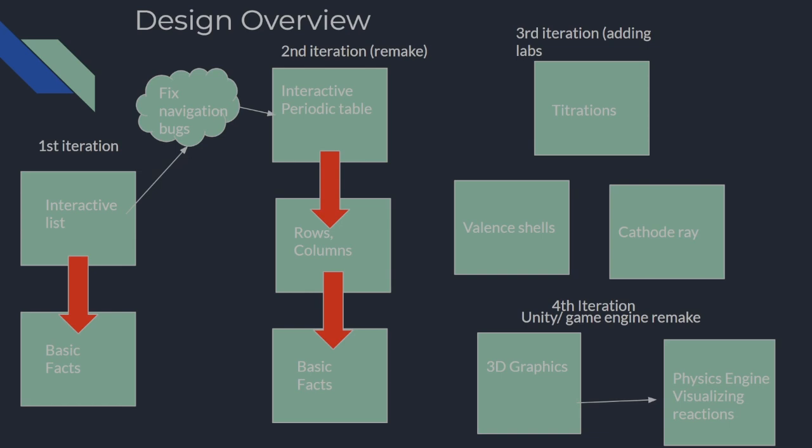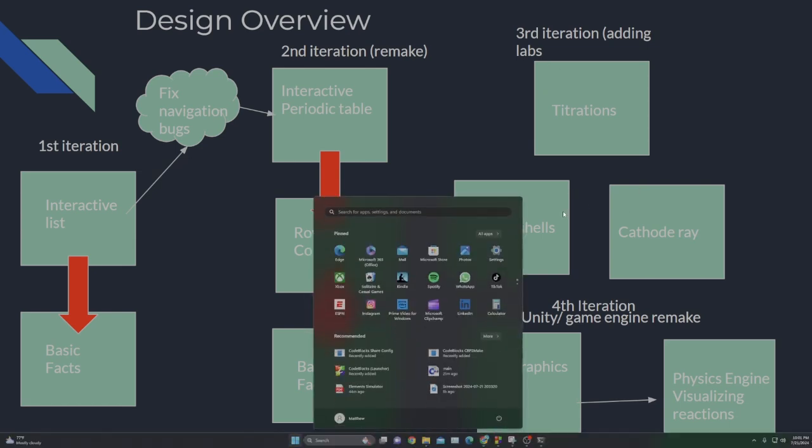I've been looking at the code. I think switching to rows and columns, learning how to make it look more like the periodic table elements will probably help with that problem. And that's what the second iteration is going to be, getting rid of that big navigation bug, which I can show you.